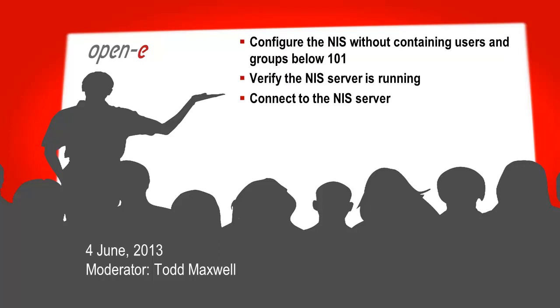One of the topics we're going to go over is quickly showing how to configure the NIS server without users and groups below 101. You really don't want that, so we'll demonstrate that real quick. And then verify the NIS server is running and connect to the NIS server with the DSS v7.